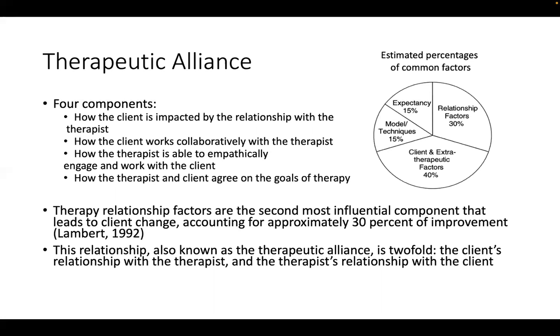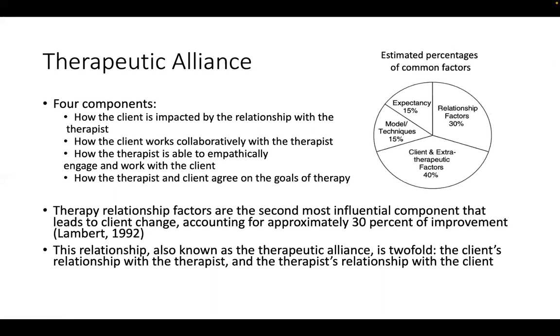Okay. So the therapeutic alliance has 4 components: how the client is impacted by the relationship with the therapist, how the client works collaboratively with the therapist, how the therapist is able to empathically engage and work with the client, and how the therapist and client agree on goals of therapy. That is this right here. Nearly a third of outcomes are affected by these 4 components, which again, not theory specific.